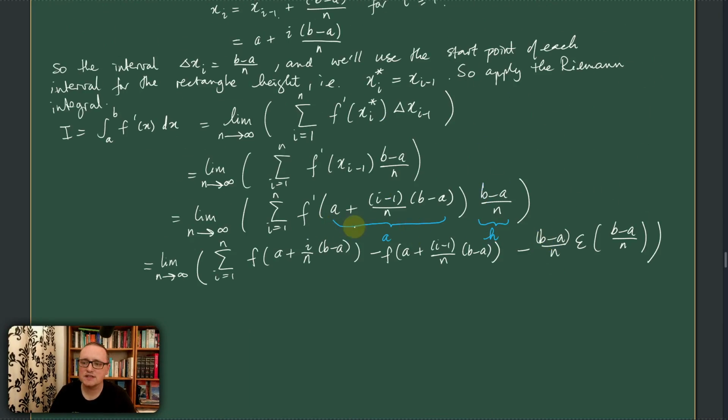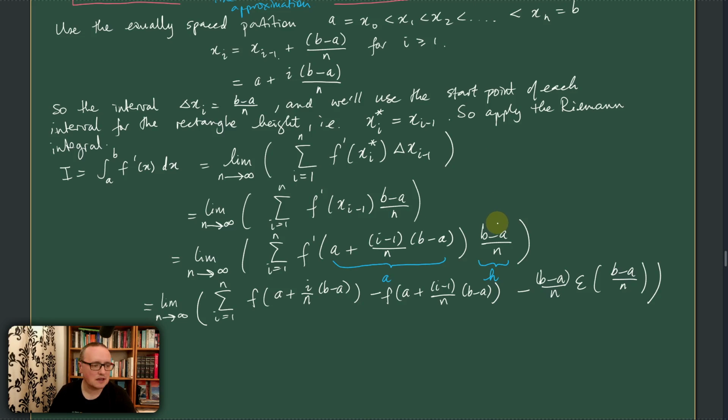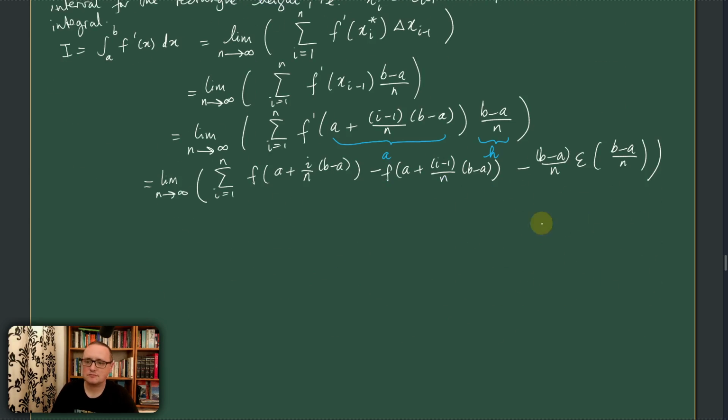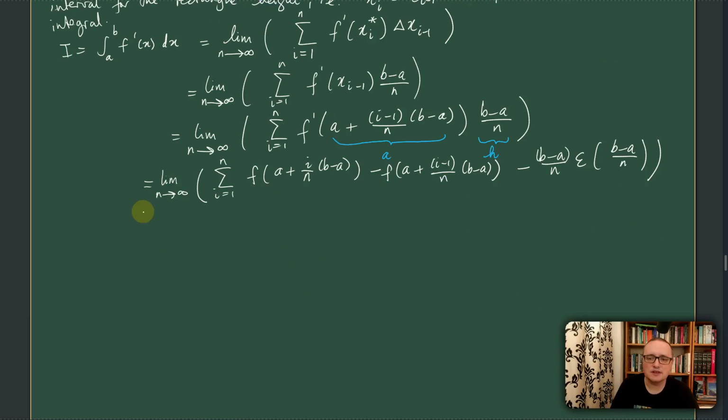Okay, so we were at this stage here. So f prime evaluated at an argument times an increment h. That's an instance of this term here from the linear approximation with error. So I'm going to replace each of these with the expression of the other things: f of a plus h minus f of a minus h epsilon of h, which gives me this expression here. So I'll continue developing this now.